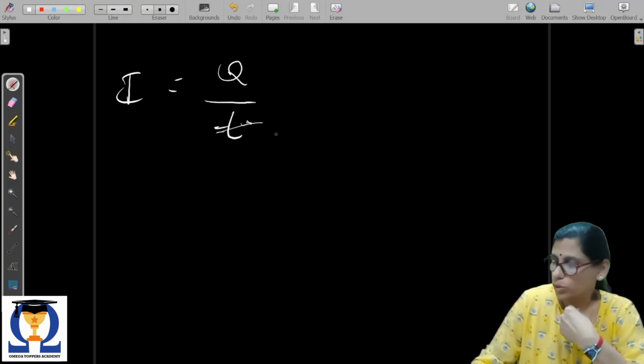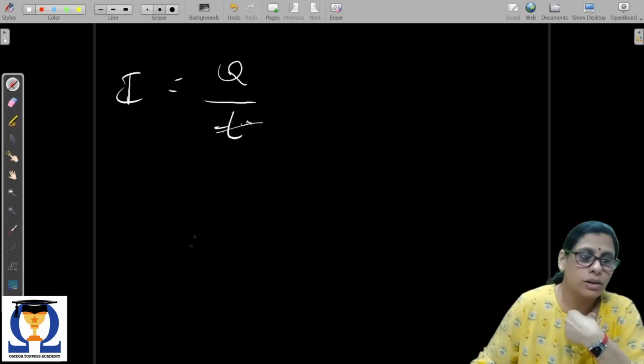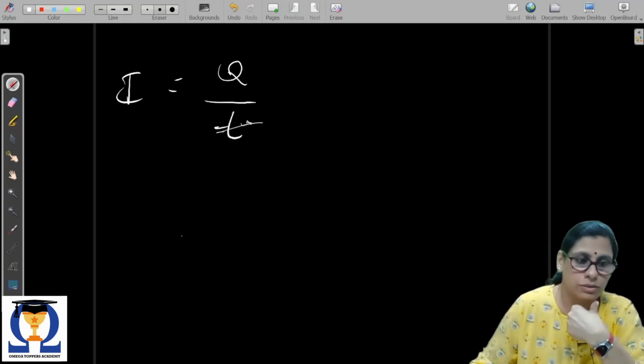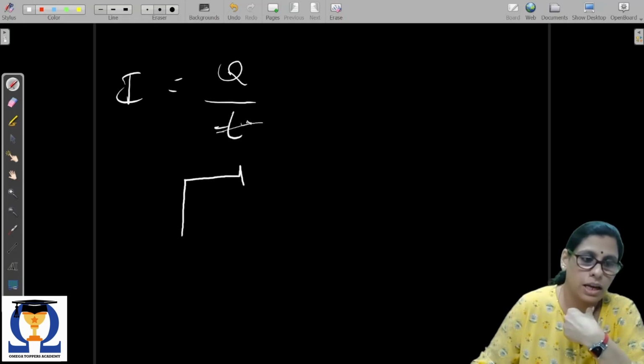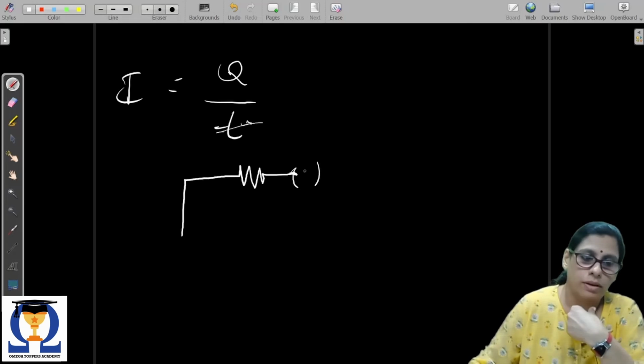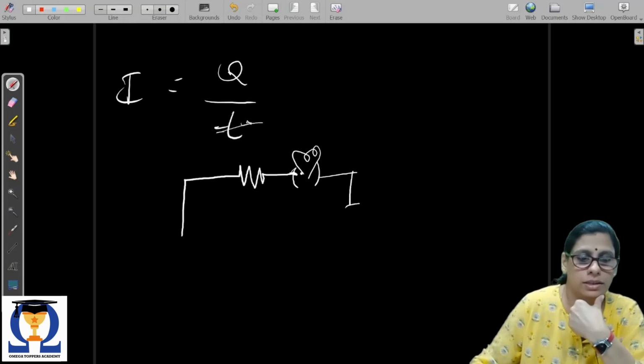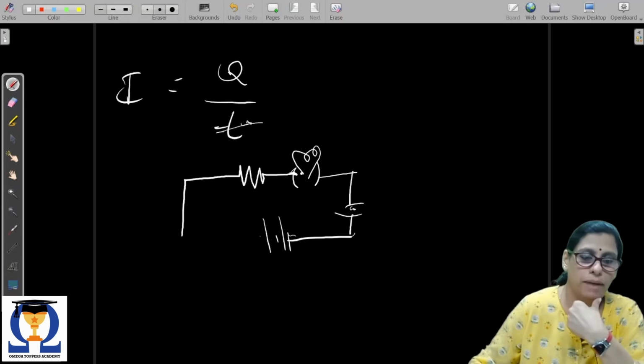Next, coming to the concept of a closed loop or an electric circuit. How does an electric circuit look? It consists of a resistor, a bulb, a key or the switch, and here we connect the battery source.